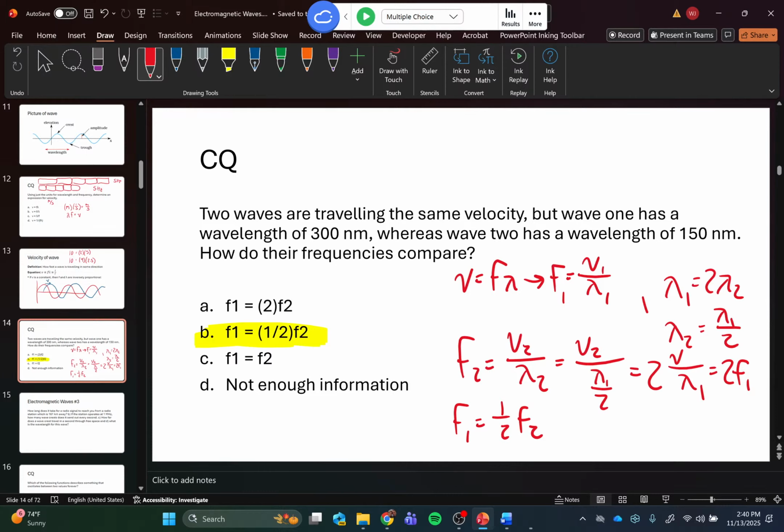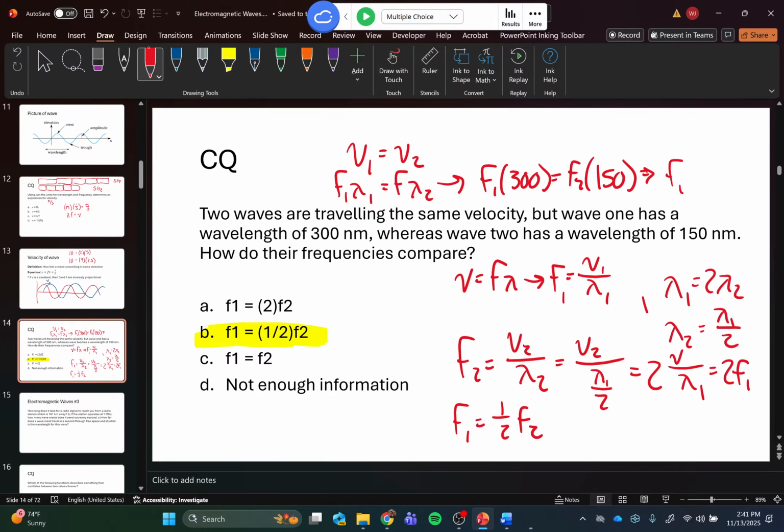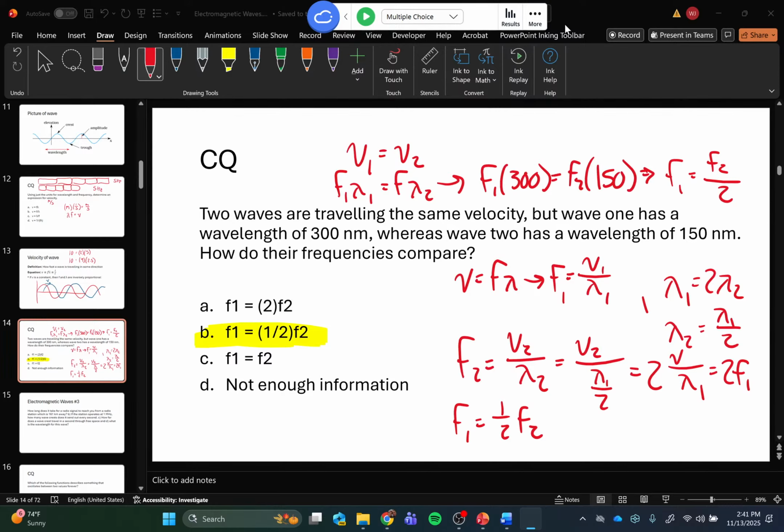That's one way. Then one of your other peers actually did it in a way that might be a little bit more straightforward. If V1 equals V2, you just set them equal to each other. So you could do F times lambda 1 equals F times lambda 2, and then you can literally put in the numbers. F1 times 300 equals F2 times 150. And you get the result that we want. So many ways to do this. Something you all should definitely be able to do, though. If this is different, how is this different? All that jazz. Looks pretty good. But yeah, the major idea here is as one goes up, the other goes down, assuming they're the same velocity. That is an important assumption.